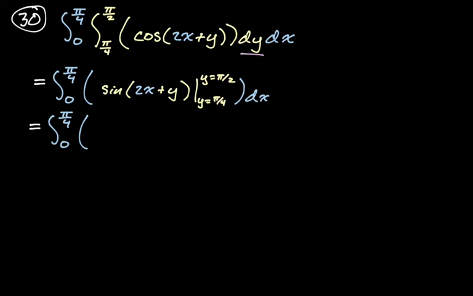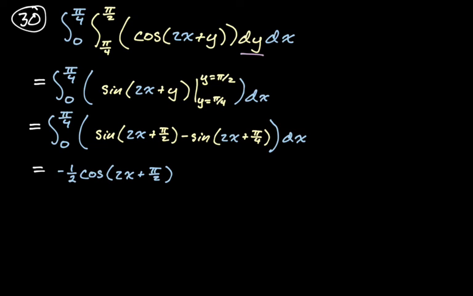So we're going to sub in, which will give us, when you sub in pi over 2, you get this, minus when you sub in pi over 4, you get this. Now we're just going to integrate this with respect to x. So now this is like a Calc 1 integral. I'm going to show the work. We're going to get negative 1/2 cosine of 2x plus pi over 2, and then plus 1/2 cosine of 2x plus pi over 4, going from 0 to pi over 4.